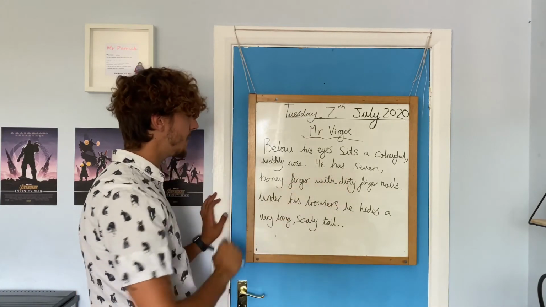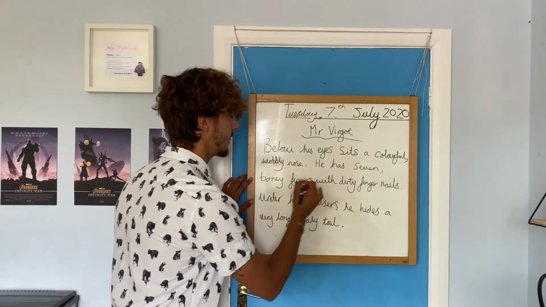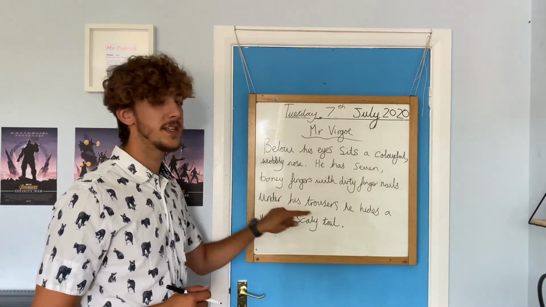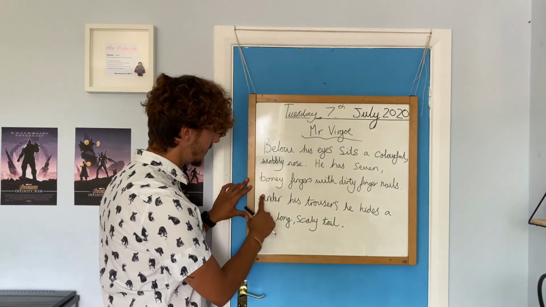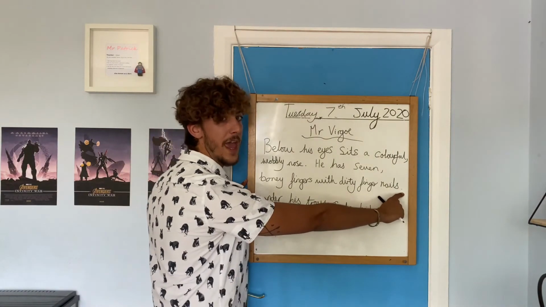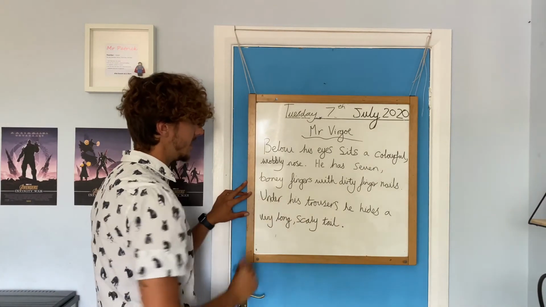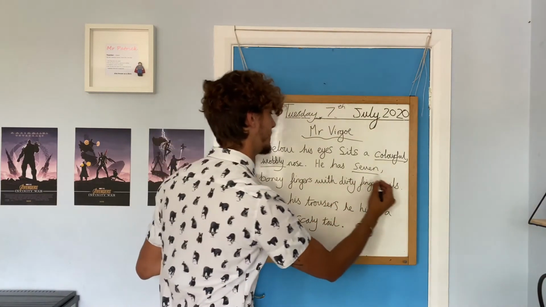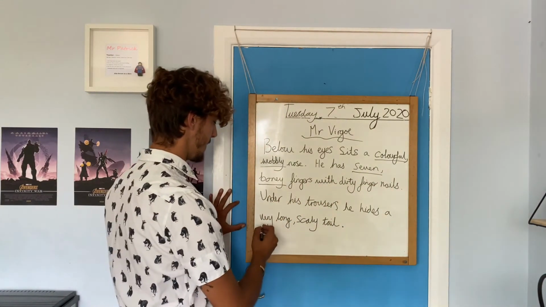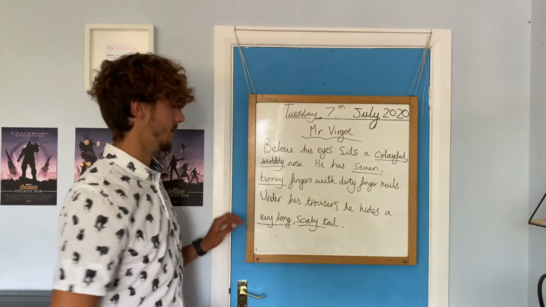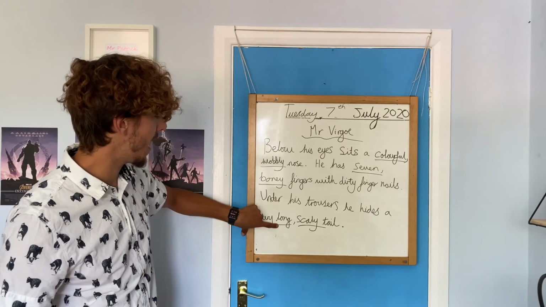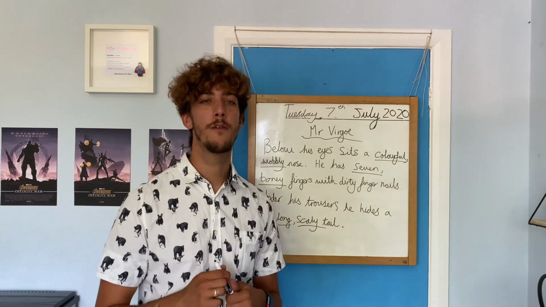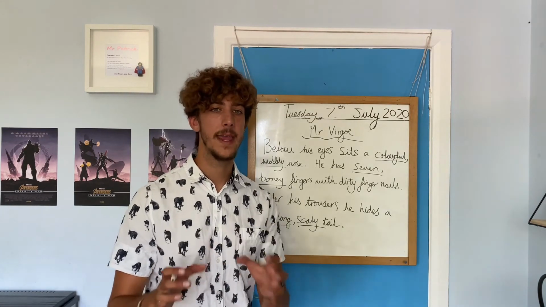It now says he has 7 bony fingers with dirty fingernails. Under his trousers, he hides a very long, scaly tail. Now again, I've noticed here, I need to rub that out because I've got my full stop, end of my sentence. So the start of this sentence needs a capital letter, okay? I've used adjectives such as colourful, wobbly, 7, bony, very long, scaly, okay? Now very is actually one of your adverbs because it's adding more detail to your long. So this is just an example of what you are going to be doing next for your main activity.